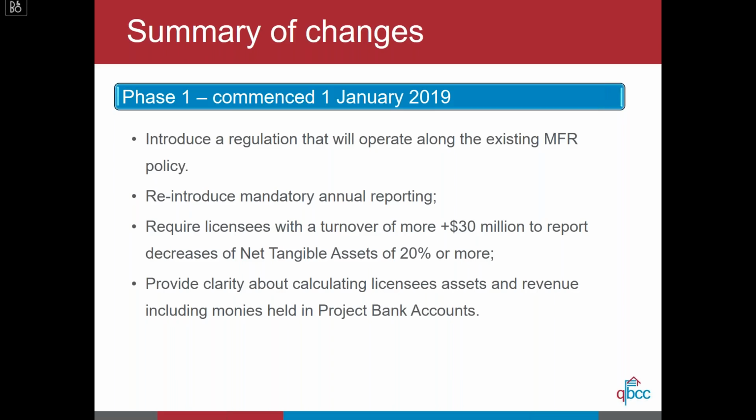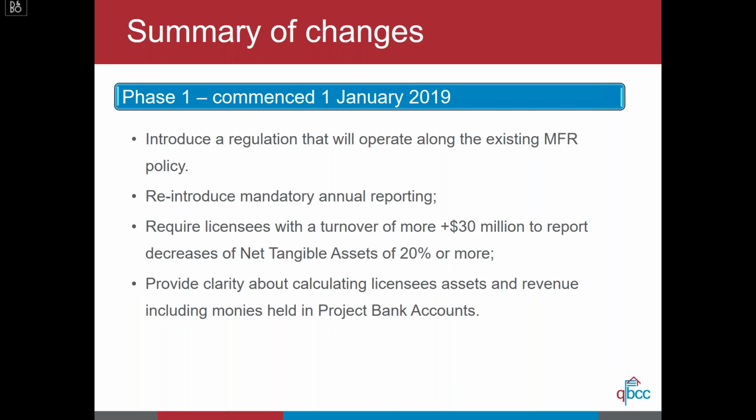Another thing that was introduced is historically our licensees have had a flat 30% reporting of a decrease in net tangible assets. That is still the case for majority of our licensees, unless you are a Category 4 through to 7, which is a 30 million plus turnover. You now have to report a decrease of your net tangible assets of 20% or more.